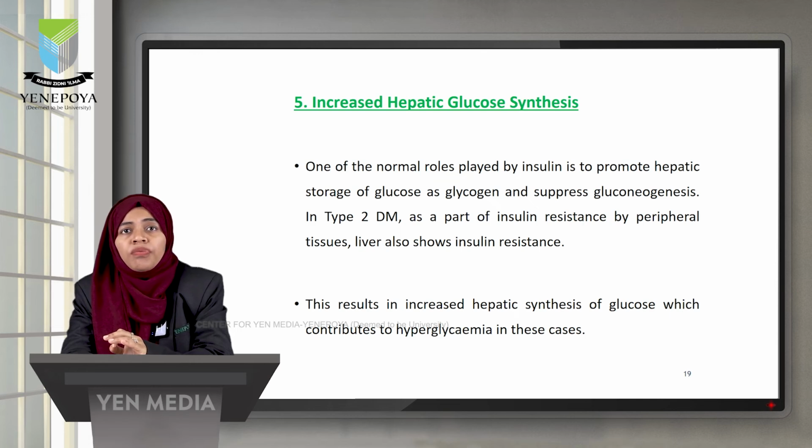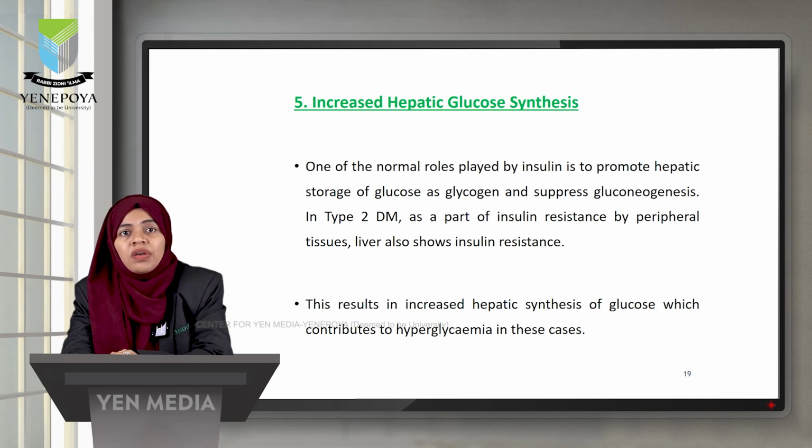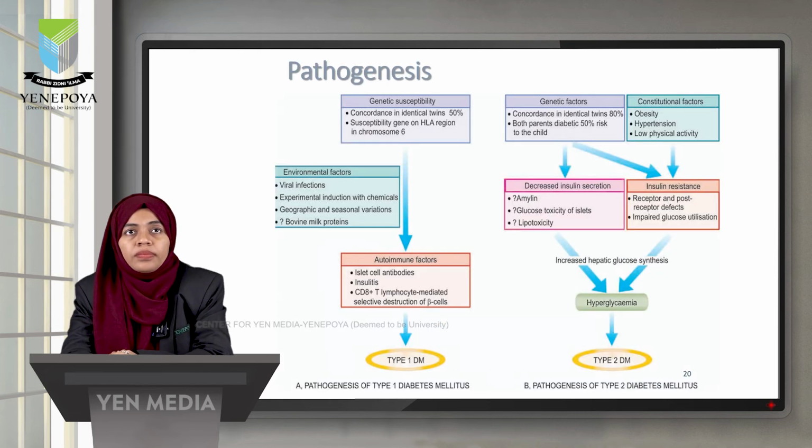One of the roles played by insulin is to promote the hepatic storage of glucose as glycogen and suppress gluconeogenesis. But in type 2 diabetes mellitus, as a part of insulin resistance by peripheral tissues, the liver also shows insulin resistance. This results in increased hepatic synthesis of glucose, which contributes to the hyperglycemia in these cases.